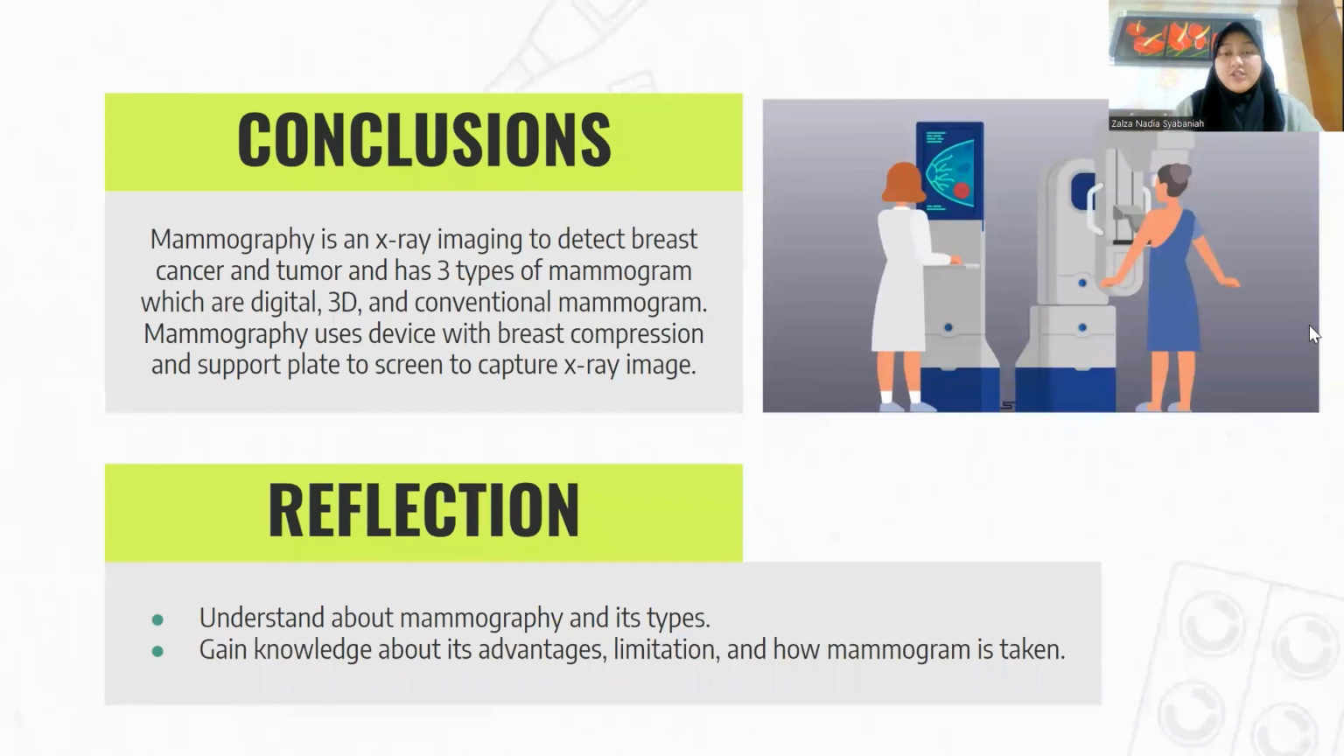So the conclusion is mammography is an X-ray imaging to detect breast cancer and tumor that has two types of mammogram, which are digital 3D and conventional mammogram. And then mammography uses a device with breast compression and a support plate to capture the X-ray image. By this, my reflection is that I understand about mammography and its types and gained knowledge about its advantages, limitations, and how mammography is taken. That's all from me.